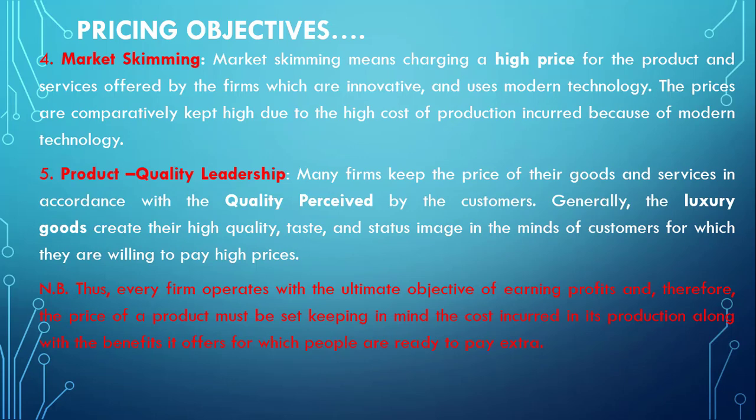When you say product quality leadership, you are thinking about making your products unique and setting your prices higher. Again, in product quality leadership your price is higher, but the difference between the fourth and the fifth is, in the fourth it is an innovative, new product, but in product quality leadership it is a unique product. The products might be available in the market, but your product is unique. Your product is a luxury product, luxury goods. So it is known as product quality leadership.